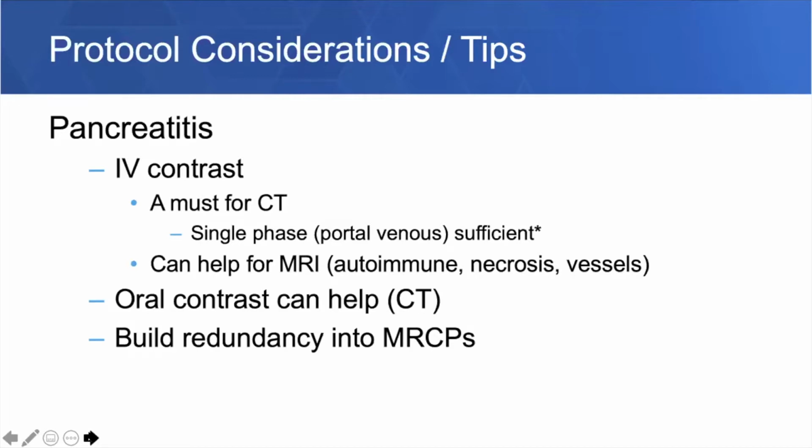IV contrast is not necessarily mandatory for MRI when you're looking at pancreatitis. It can be helpful when you're looking at autoimmune pancreatitis to see some of the secondary findings. It can be helpful when you're assessing for necrosis, though non-contrast MRI is very robust for the assessment of necrosis. But it is, again, helpful for looking at the vessels. So you have to have it for CT. You don't necessarily need it for MRI.